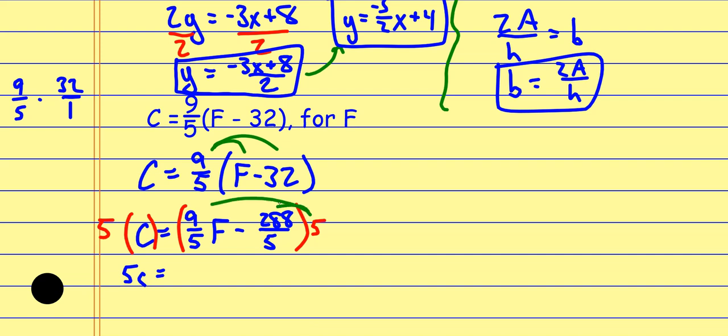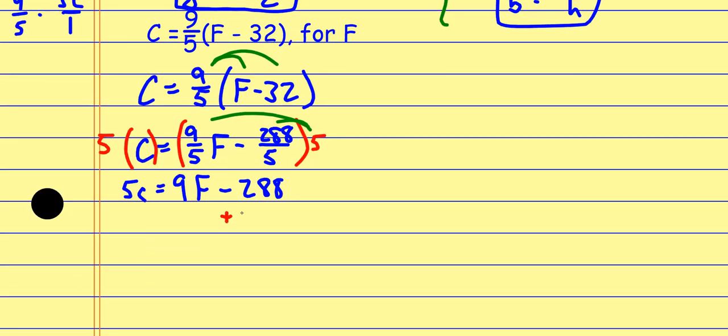Remember that a fraction bar is a division sign. That says 9 divided by 5. So the divided by 5 and the times 5 cancel out. So you're left with a 9, so 9F. Here, the divided by 5 and the times 5 cancel out, so I'm left with the 288. All right? And now, to solve this thing for F, remember I undo subtraction first, so to undo subtracting 288, I'm going to add 288.